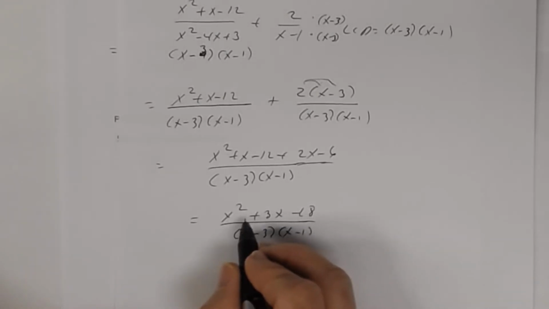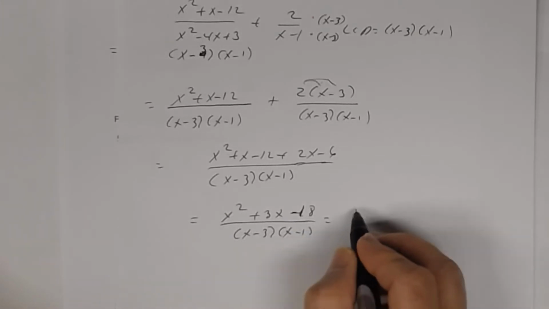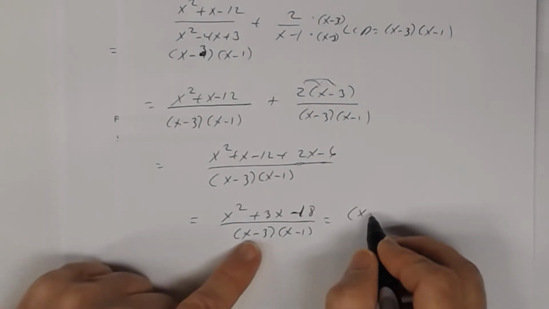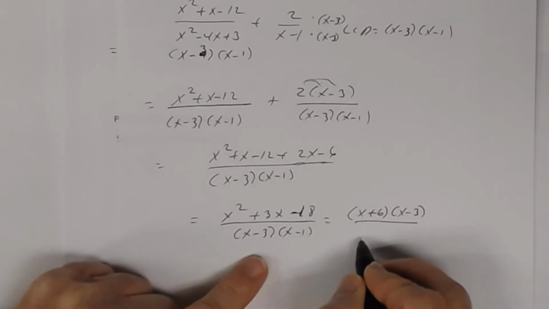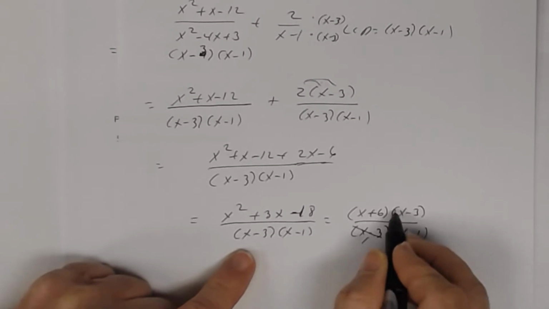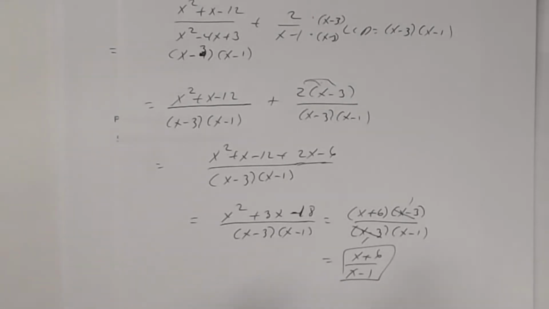Factoring that numerator, and it's factorable, that's a minus 18 right here. I can factor that as x plus 6 times x minus 3. And the denominator, I get x minus 3 times x minus 1. Then notice that these x minus 3's divide out, and you're left with x plus 6 divided by x minus 1, which is the same answer you had.